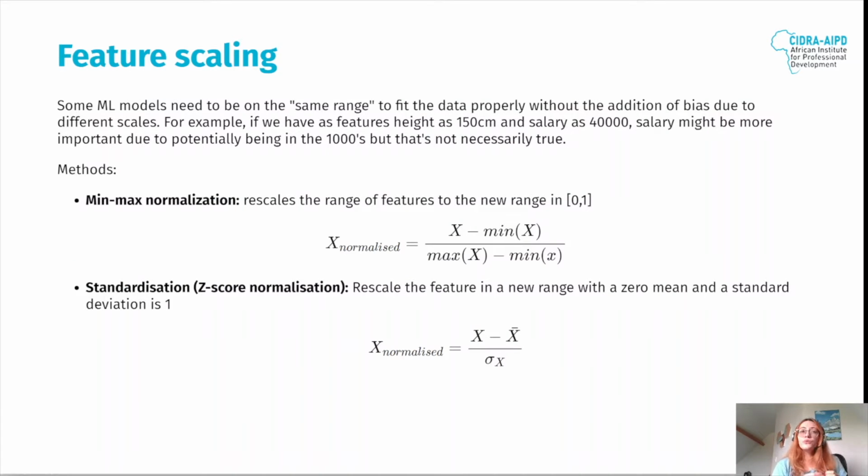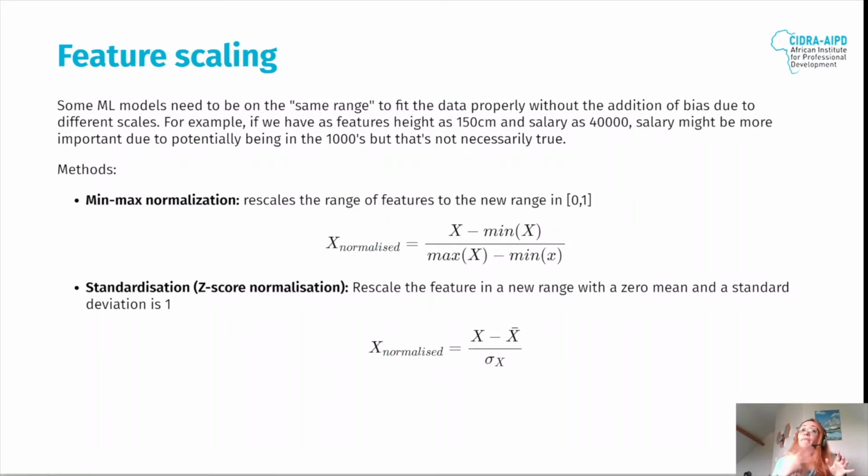Another thing that we need to do is feature scaling. Some machine learning models are going to be affected by different ranges, and those different ranges are going to add bias to your model. So for example, if you have height, someone that has 150 centimeter height, and the salary is 40,000 something, the model might say that salary is a lot more important than height, just because it's a big number.